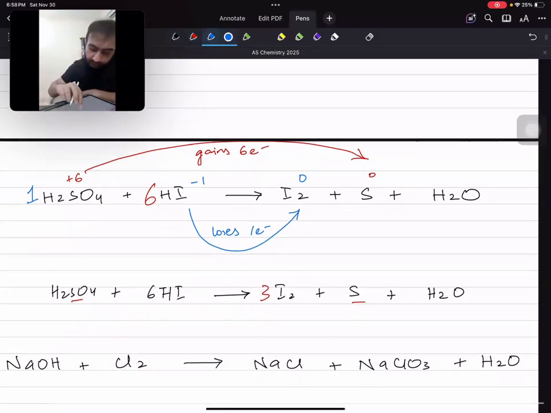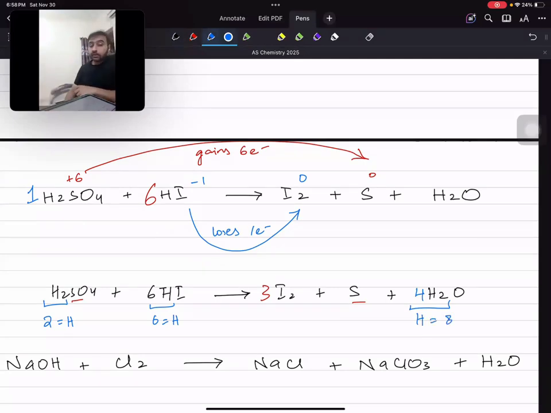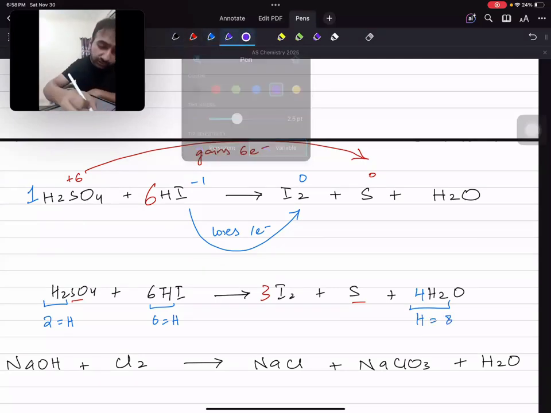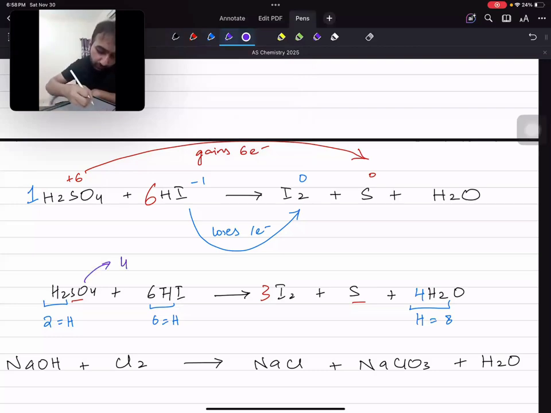There are 6 hydrogen atoms in HI and 2 hydrogen atoms in H2SO4, so total of 8. I'm going to write 4 water, so that's a total of 8 hydrogen atoms. When I count oxygen, there are 4 oxygen atoms on the left, and there are 4 times 1 oxygen atoms in water. So I'm going to get this balancing done by simple redox method.